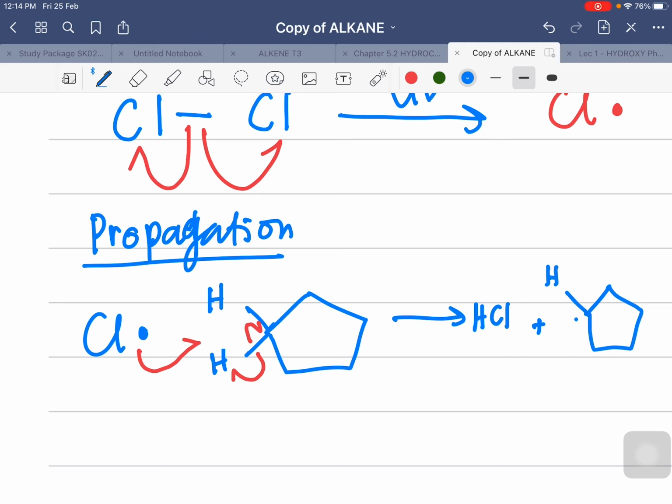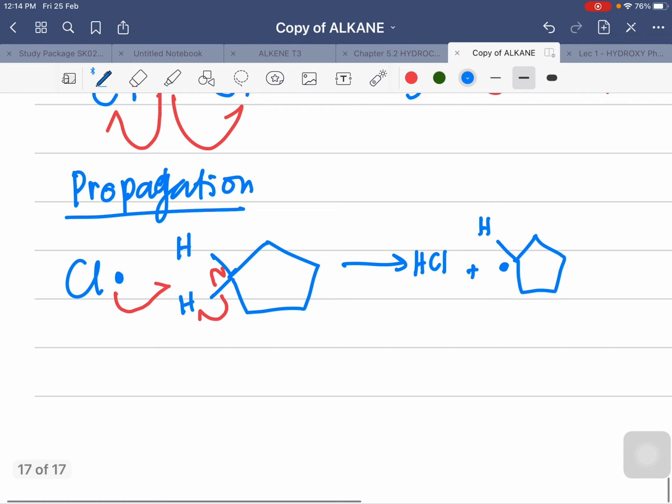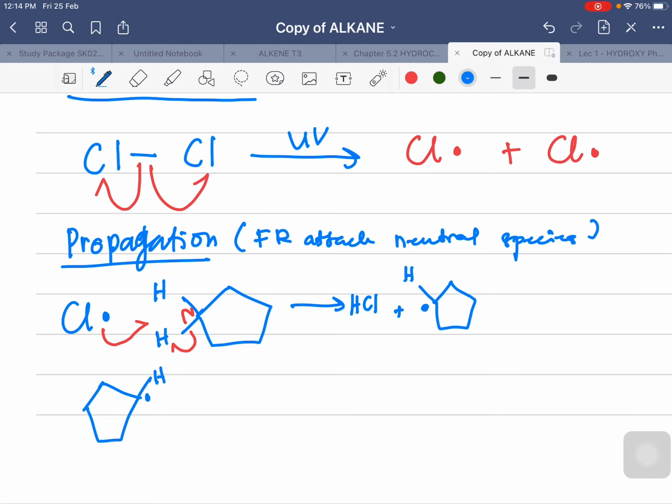Okay, satu hidrogen dah keluar, so dia jadi free radical yang baru. So free radical yang baru ni buat apa? Dia pergi attack lagi yang neutral. Ingat, keyword untuk ni free radical attack neutral species. Okay, I can also draw like this because it's the same. Kat mana-mana pun radical tu berada pada cyclopentane, it is actually the same.